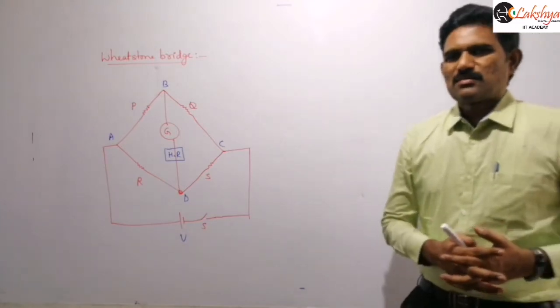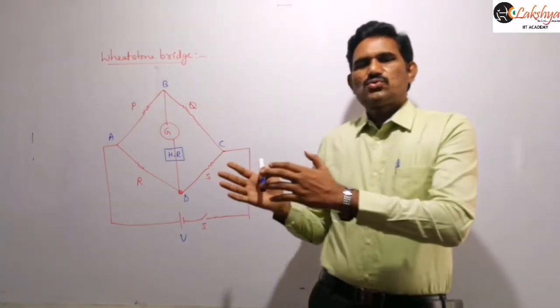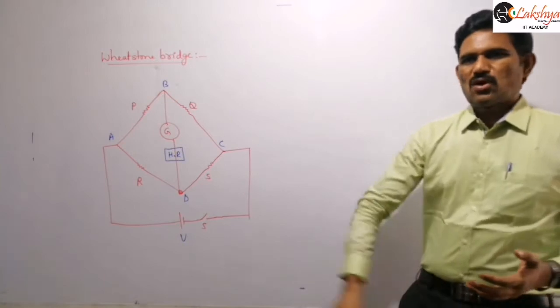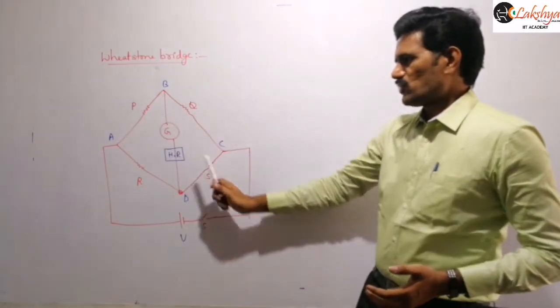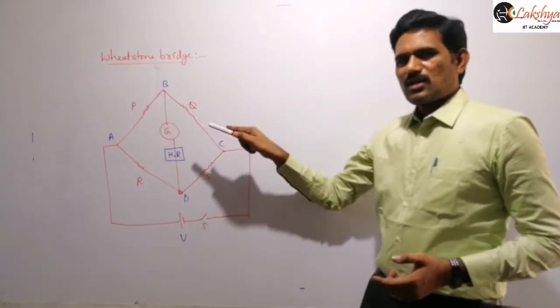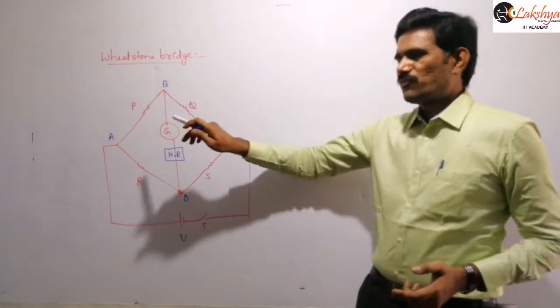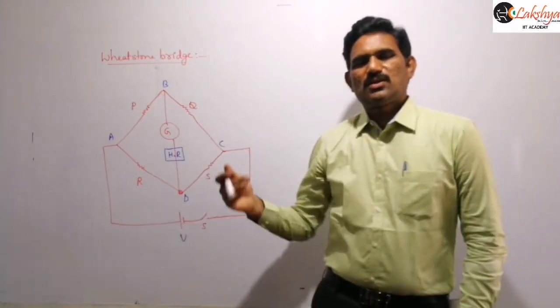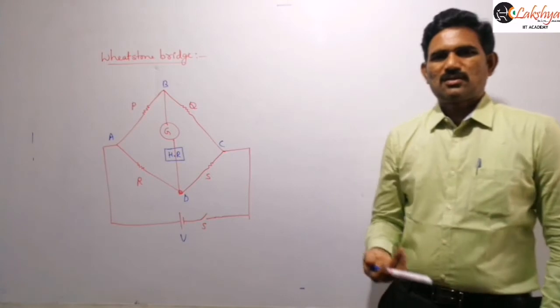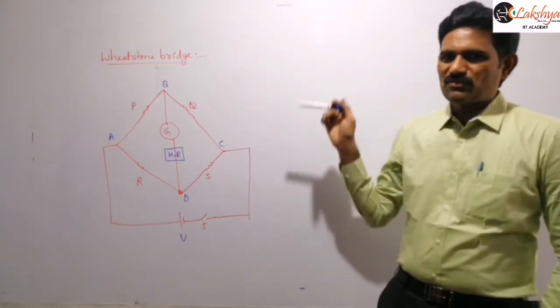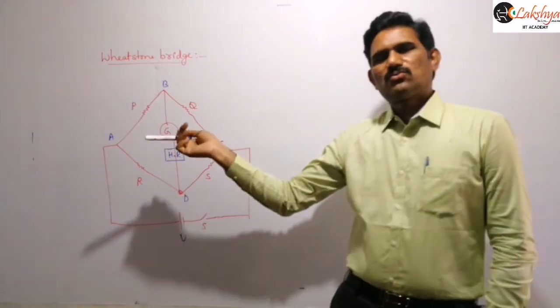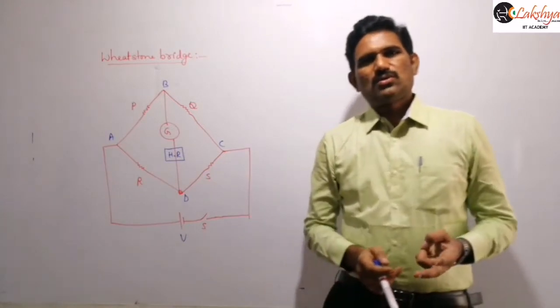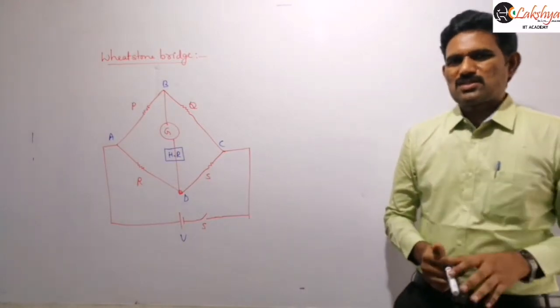So as I said, this circuit is used to find the unknown resistance. Out of these four resistors, if three of them are known to us, then we can find the fourth one, right? Out of the PQRS, if three are known, then we can find the fourth value. Or if two of them are known, then we can compare the other two resistors here.